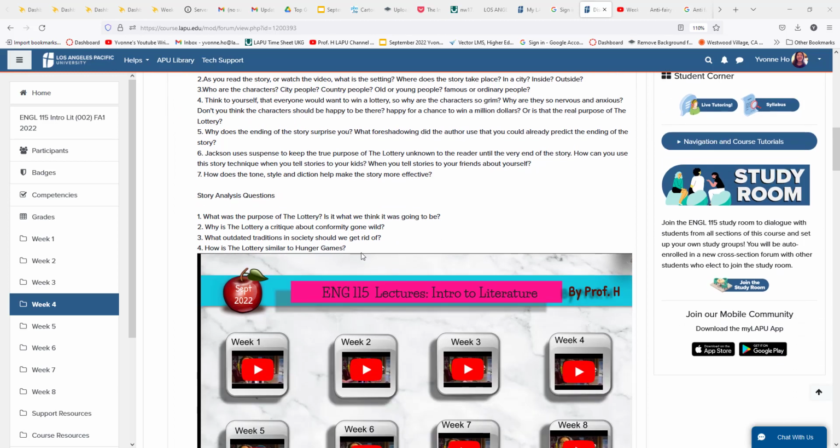And some more story analysis questions. What was the purpose of the lottery? Is it what you thought it was going to be? Why is the lottery a critique about conformity gone wild? What outdated traditions in society should we get rid of? In other words, what life lessons do we learn from reading The Lottery? And how is the lottery similar to Hunger Games?